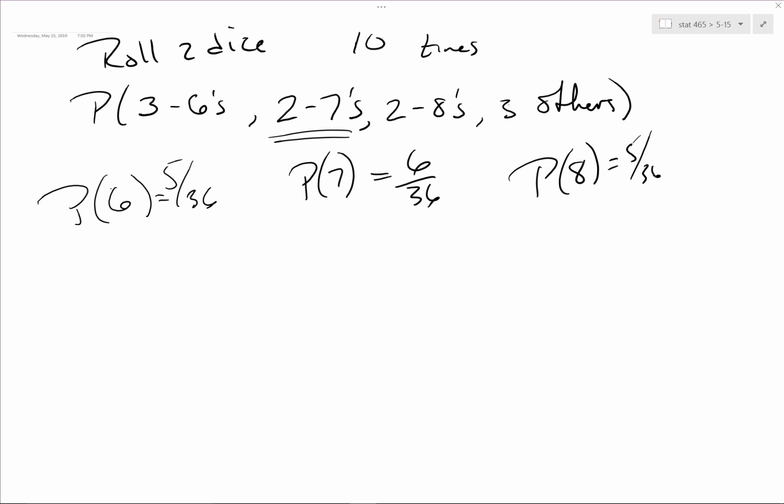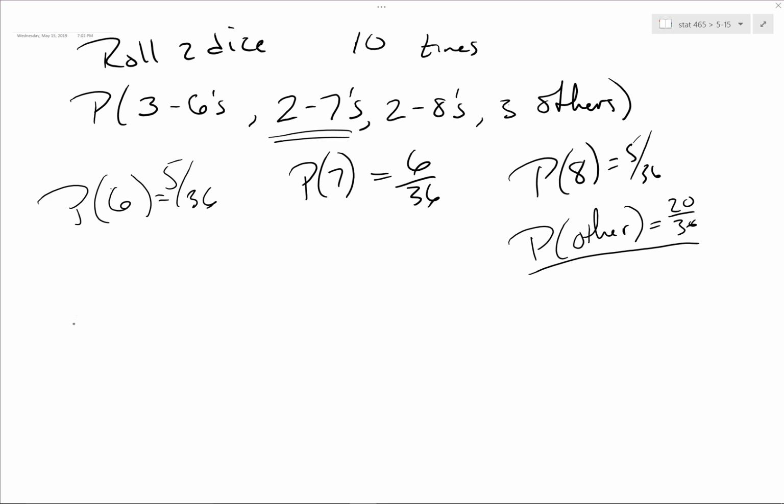Now, what do the rest of them have to add up to? Well, so far that's 16 out of 36, yes? So the probability to get something else is what? Is 20 out of 36, right? But what if it was like an 11? That fits into here. 20 out of 36 is one of those. Some of those are 11s, yes?